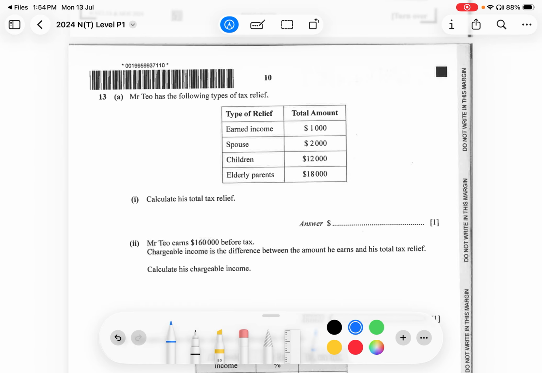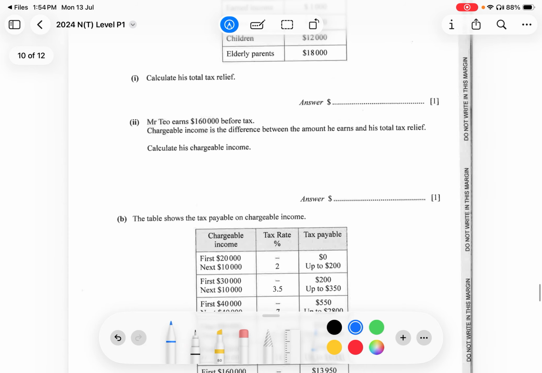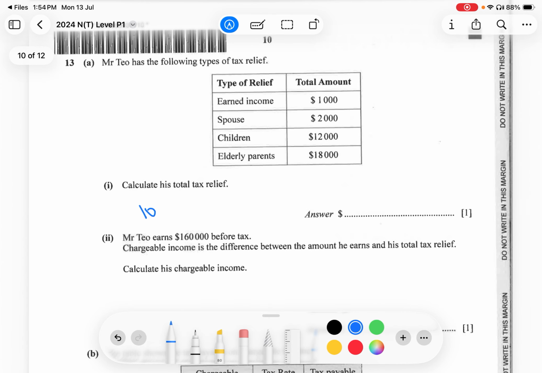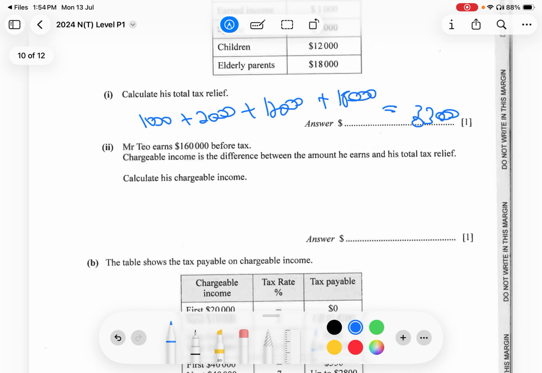Teo has the following tax relief. Calculate his total tax relief. So his total tax relief is 1,000 plus 2000 plus 1200 plus 18,000, add up 33,000. Then he said he earned 160,000 before tax. He charged me in chargeable income.